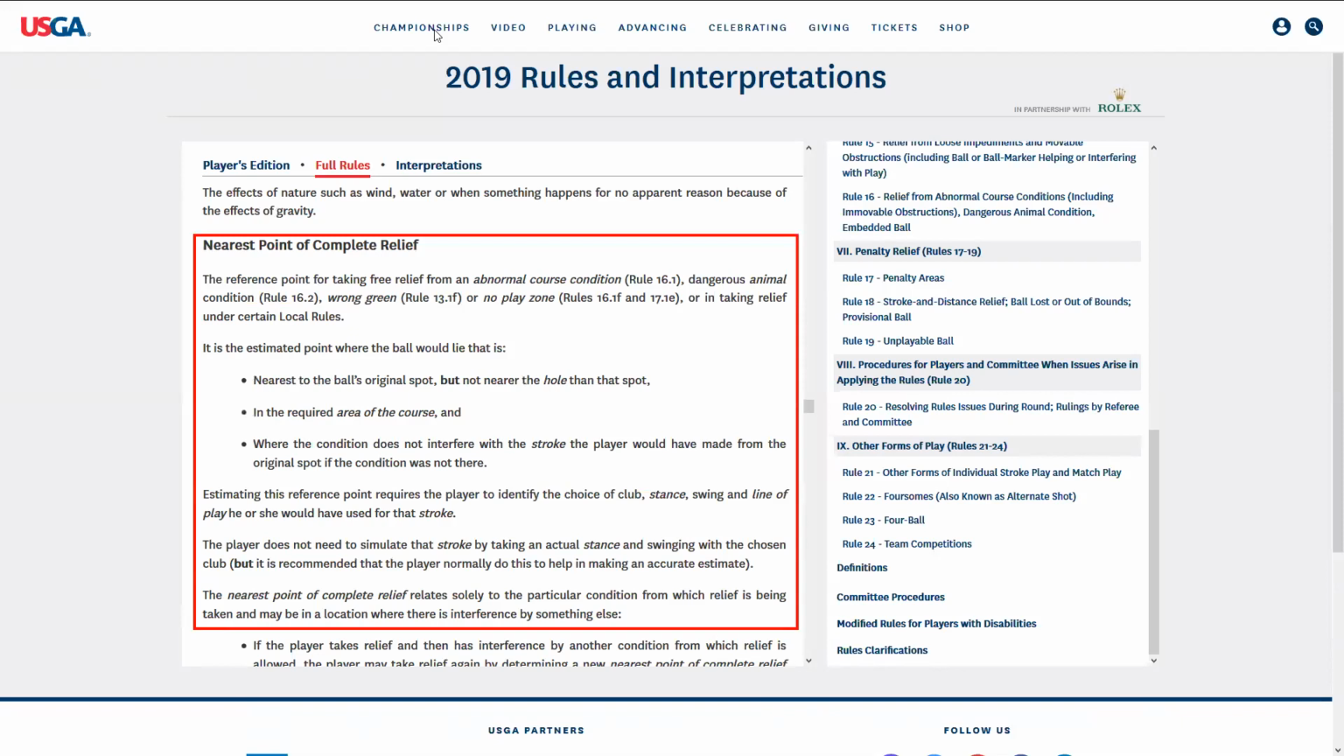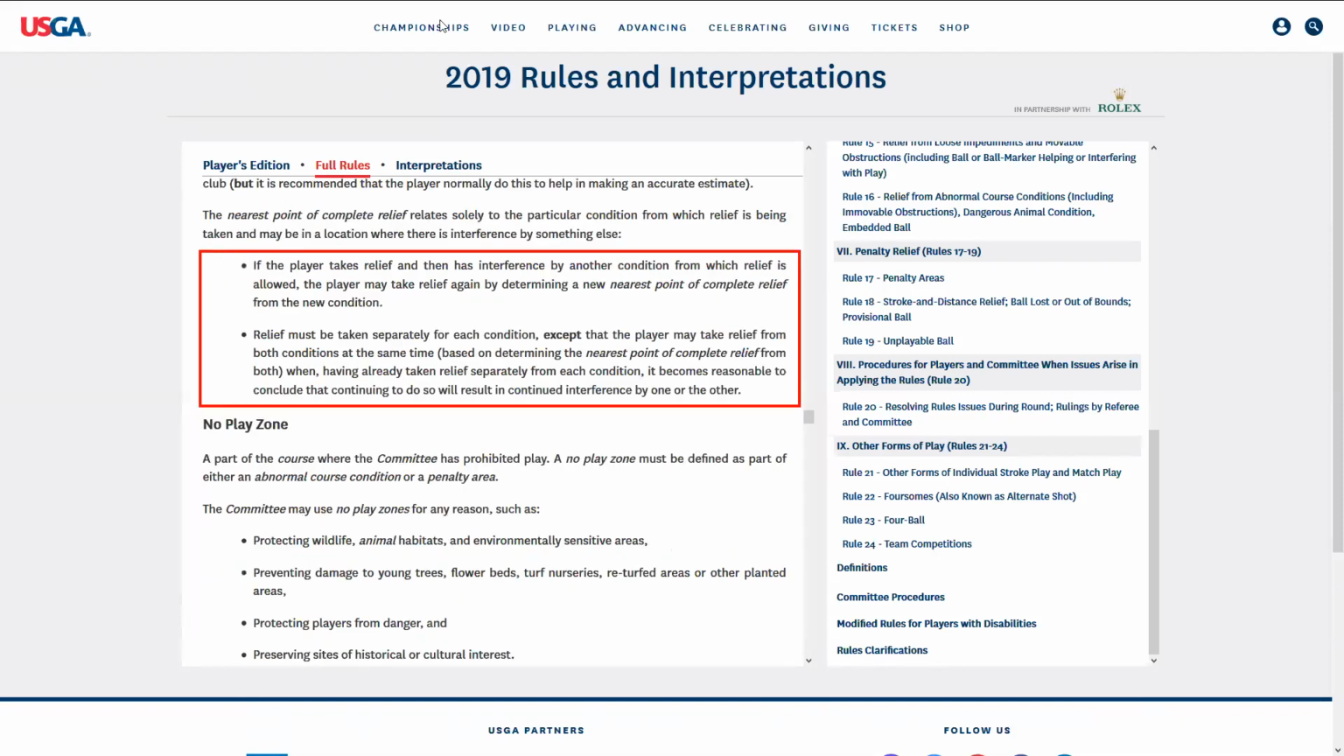Nearest point of complete relief relates solely to the particular condition from which relief is being taken and may be in a location where there is interference by something else. And these are the two examples. Bullet point number 1 is taken from an old rules decision. If a player takes relief and then has interference by another condition from which relief is allowed, the player may take relief again by determining the nearest point of complete relief from the new condition.